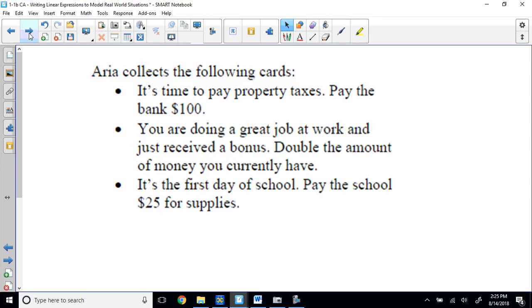Araya or Area? What do you want to call her? Area. You know, we called her Araya in the earlier class. So let's call her Area. Right? Aria, Area. It's okay.